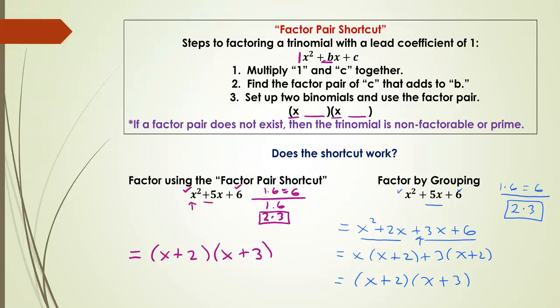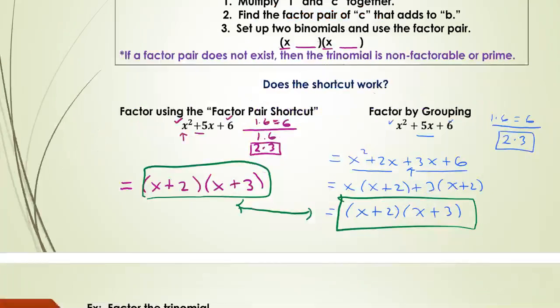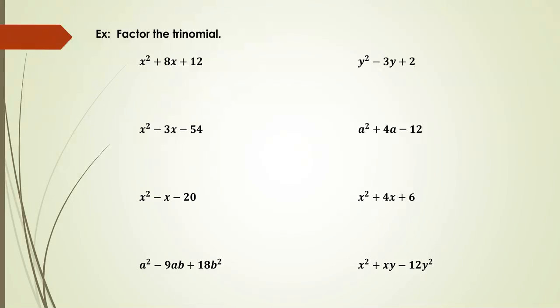What I want you to notice is that the answer here and here, this and this, are identical. So whether you factor by grouping, which is the previous lesson, or you factor using what I call the factor pair shortcut, you will get the same answer. The nice thing to know is that you can use the shortcut when the trinomial starts with a 1 and when you can find a factor pair. So let's just look at quite a few examples, factor the trinomials.